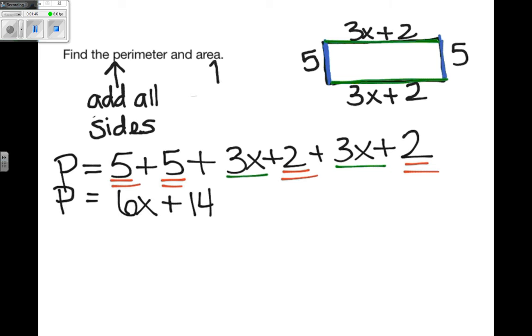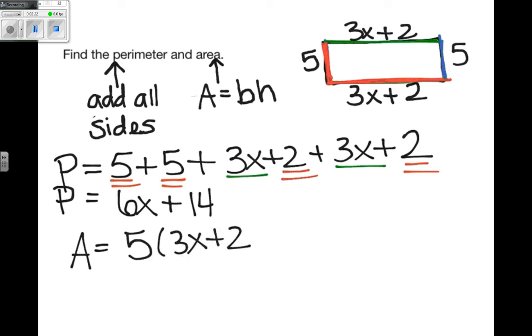Now to find the area. Remember, area of a rectangle, we would multiply the base times the height, or what we may call the length times the width. The base and height of this rectangle is 5, and then the 3x plus 2. Multiplication is what we call commutative, so we can multiply those in any order to help it look the way we're used to seeing multiplication with these types of terms. I'm going to write the 5 first, and then the 3x plus 2. You may have chosen to write it as 3x plus 2 being multiplied by 5.